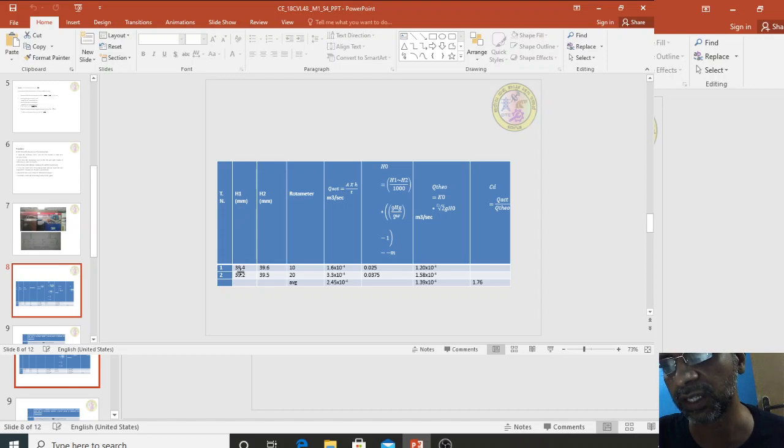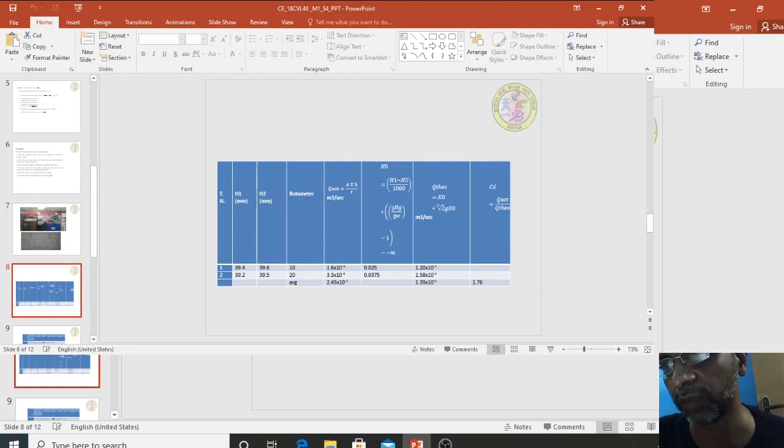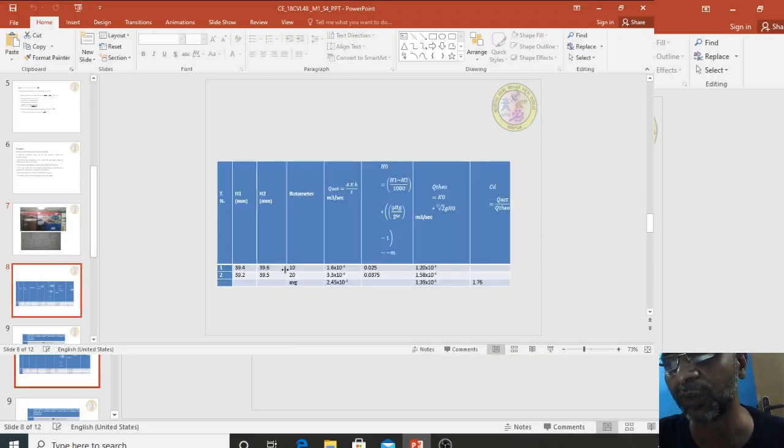H1 is 39.4 mm. As I said, this is a very small manometer, so it is connected to this manometer board, where we get magnified values in a tube, which we are recording here. H1 39.4 mm, H2 is 39.6 mm. Here the variation may be high, but when you fix it to the board, the variation is less, because a huge magnified length is taken and everything is calibrated, so we need not worry. Therefore we get small variations, around 0.2.